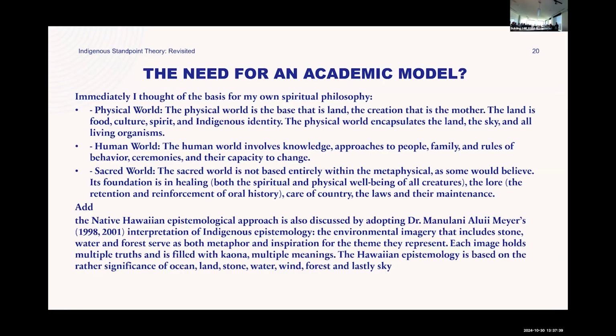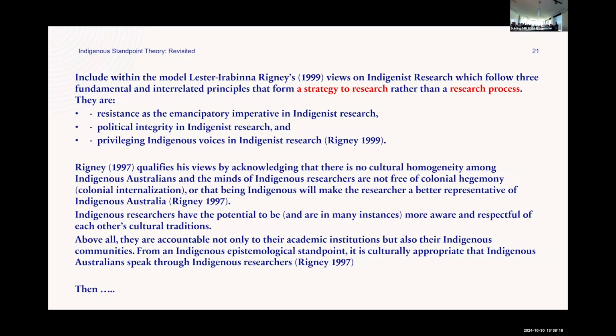Now, when you add native Hawaiian epistemological approaches adopted by Dr. Manulani Meyer in her publications in 1998 and 2001, the interpretation of Indigenous epistemology, you have an environmental imagery which includes stone, water and forest, because the metaphors of those things actually apply to the physical world, the human world, the sacred world. So Hawaiian epistemology is based on the significance of ocean, land, stone, water, wind, forest, and lastly, sky, which is all about the Polynesian existence. So I just found so many similarities.